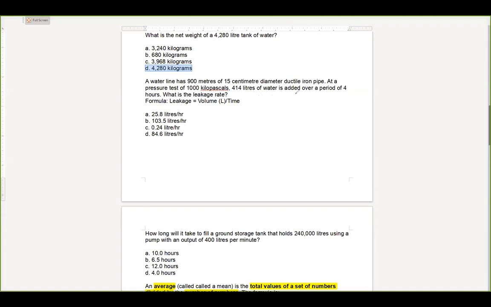Sometimes problems have extraneous information, which means information that you don't really need to solve the problem. So all we need to do here is figure out the leakage, which is equal to the volume in liters over time. So the volume is 414, and that's over 4 hours. So it's 414 liters over 4 hours.